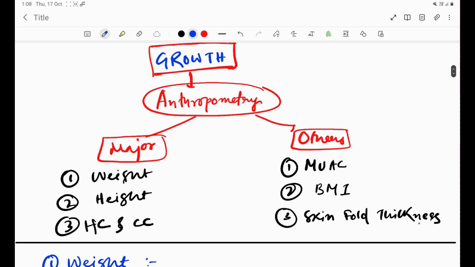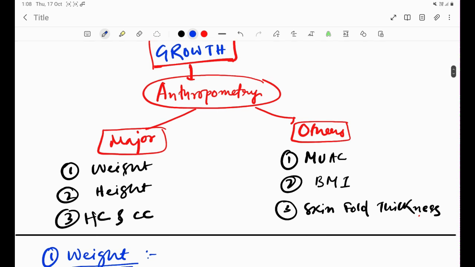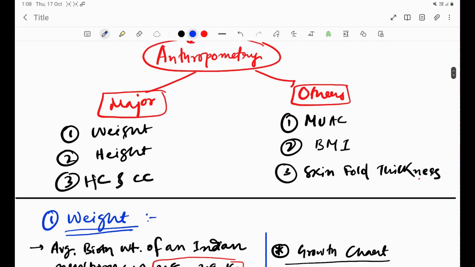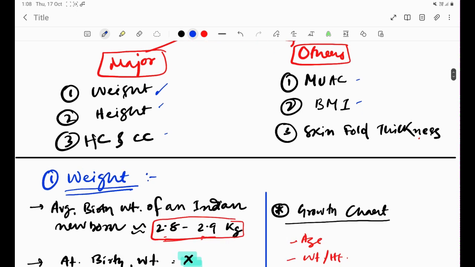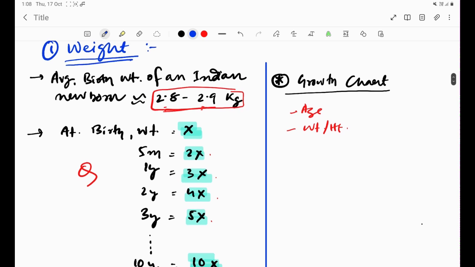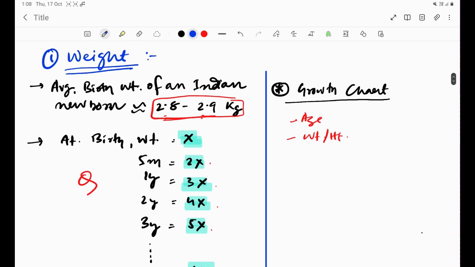First we'll do growth. In growth, the main focus topic is anthropometry, the parameters of anthropometry. I've divided the anthropometry parameters into two types. One, the major ones, which are height, weight, head circumference and chest circumference. And the other, less important ones, are mid-upper arm circumference, BMI, and skin fold thickness. We'll do each of them one by one. First, we'll start with weight.